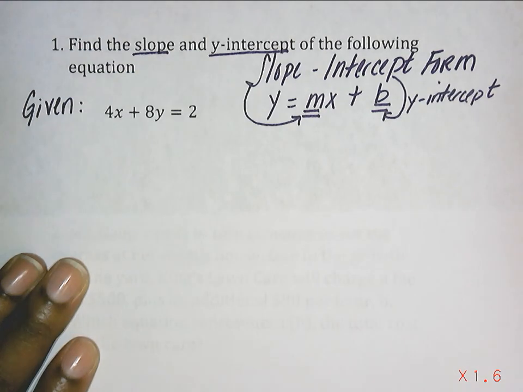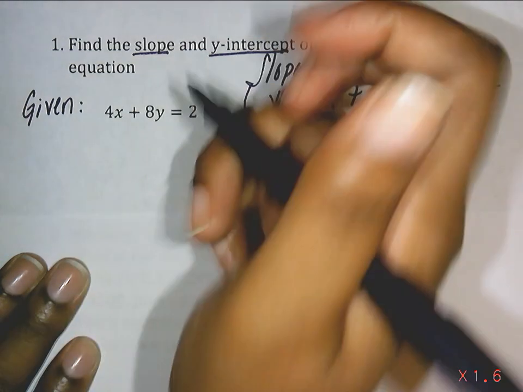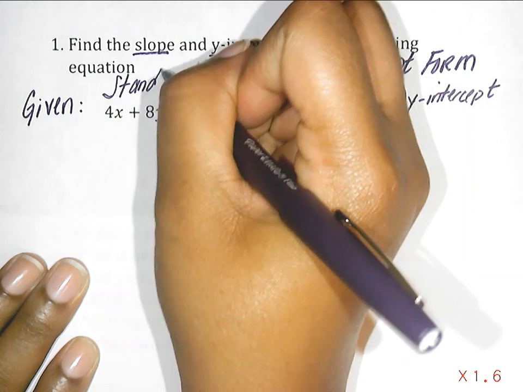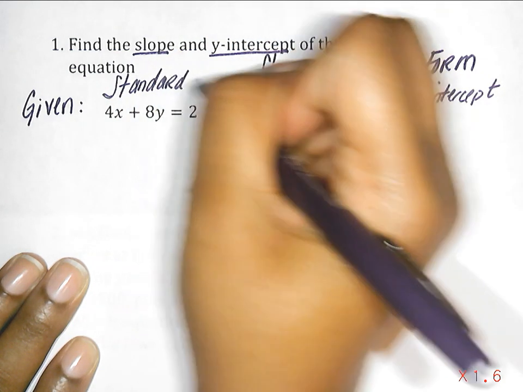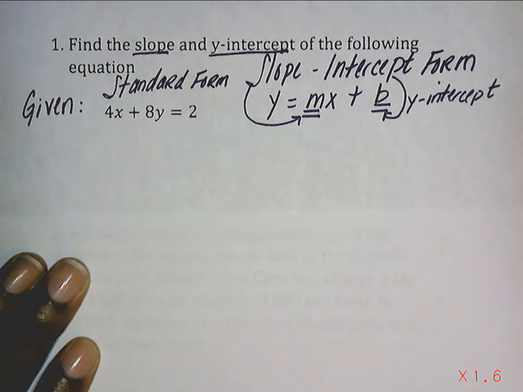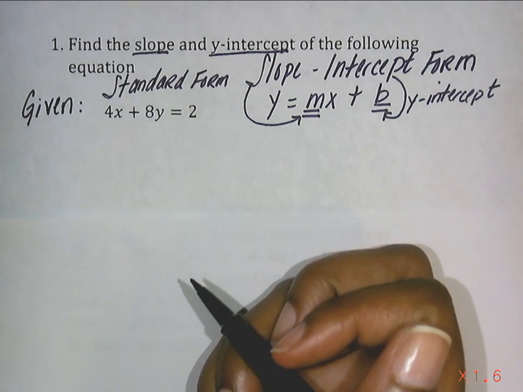I'm going to say that we're given 4x plus 8y equals 2, which, by the way, is considered standard form for a linear equation. Okay, we'll get into some more things like that soon enough. Okay, so here we go.